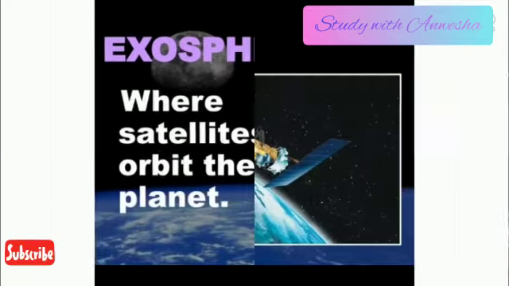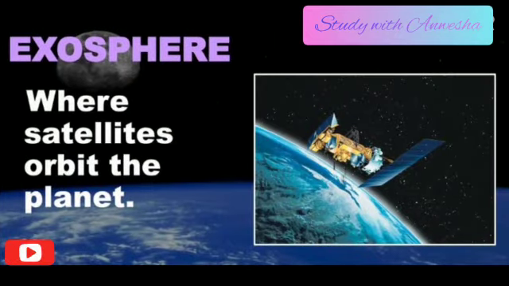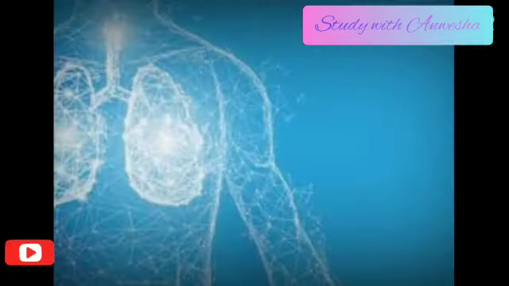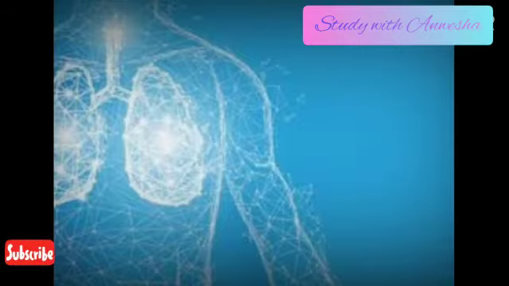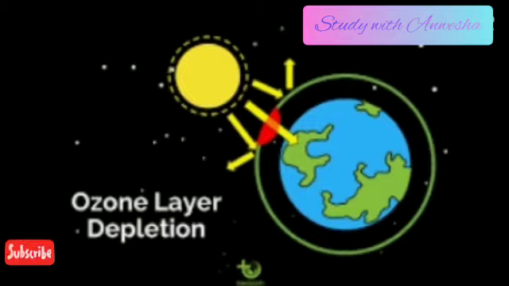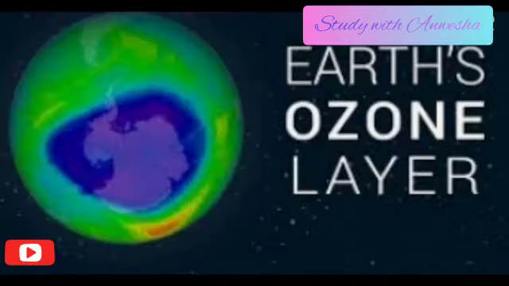The atmosphere is useful to us in many ways. It contains oxygen, which is essential for the survival of living things. It also contains carbon dioxide, which is required for photosynthesis. It helps to maintain the right temperature for the survival of living things. It has the ozone layer, which protects us from harmful rays of the sun.